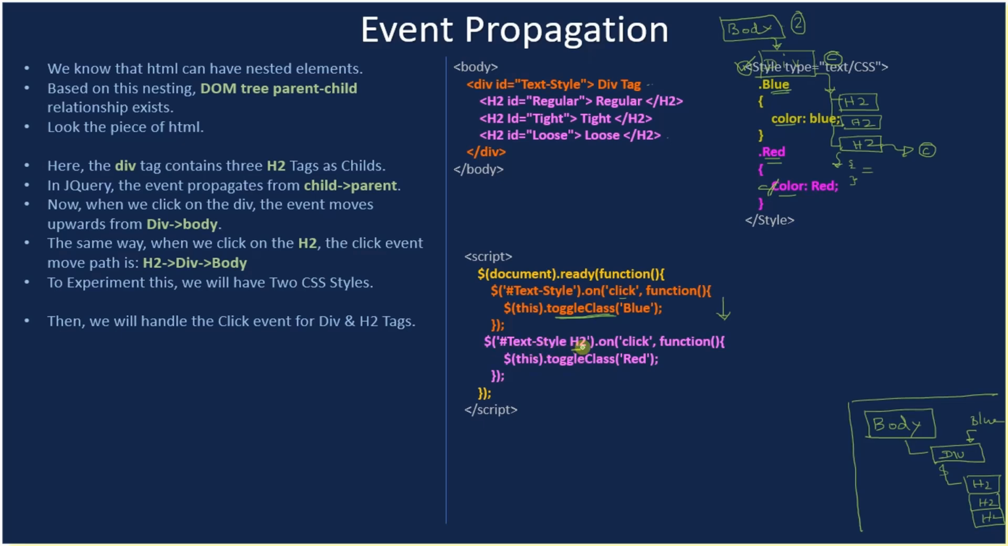So here this jQuery selection selects the element with ID text style, that means the div tag. Then with a space we are saying h2, and select all the h2 children of this div. That means all three will get selected, and we are hooking the click event using the on method. And in this case we are toggling the color to red, right? Toggle class, we are using red.